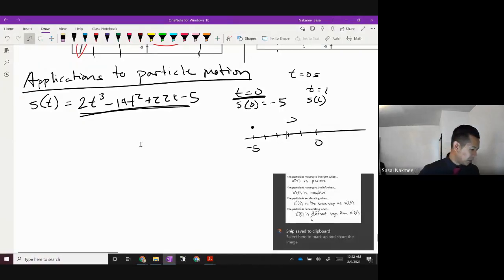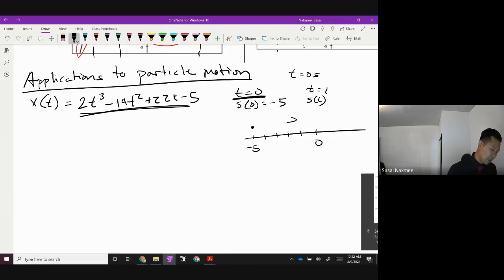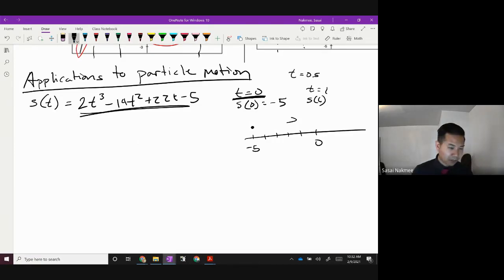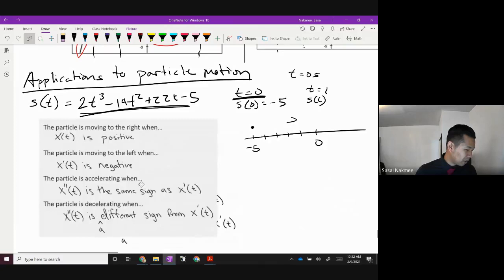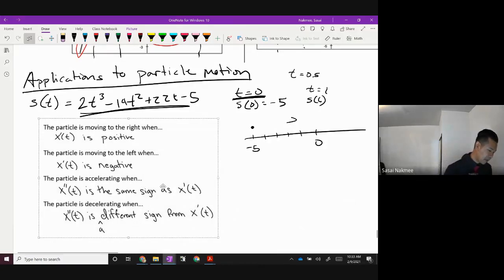So in my old notes here, I didn't use s of t. I use x of t for my position. Same idea. It's just the location of it, right? So I'm going to go ahead and put that over here. So when a particle is moving to the right, the derivative is positive, and it's moving to the left when the derivative is negative, right?